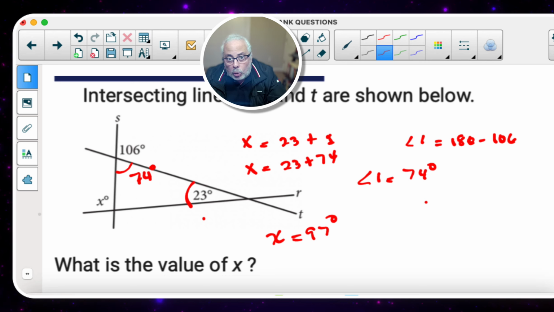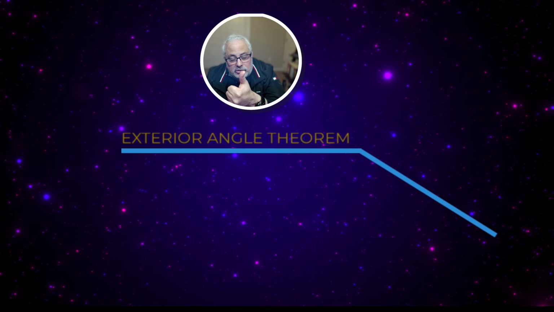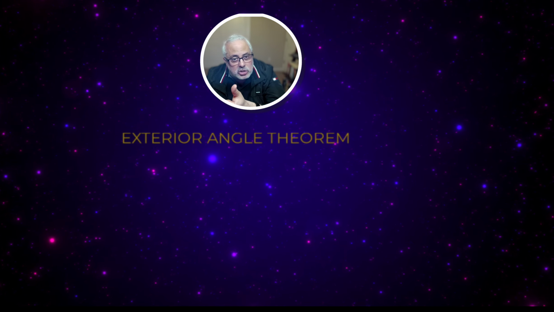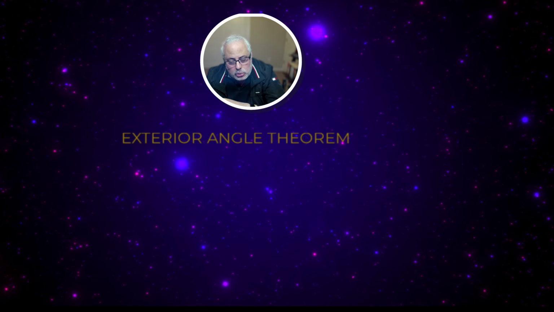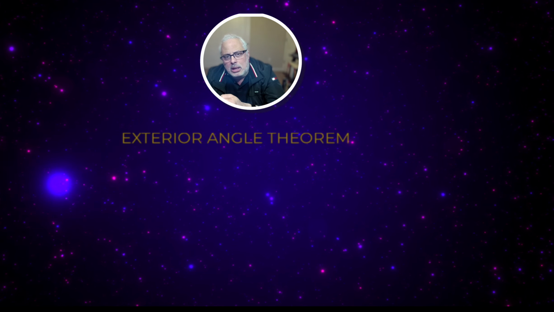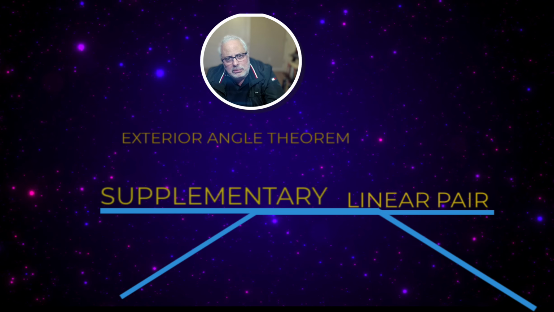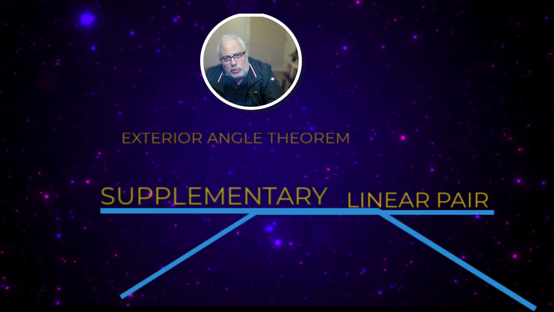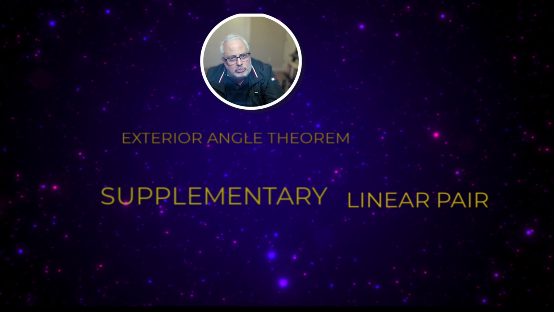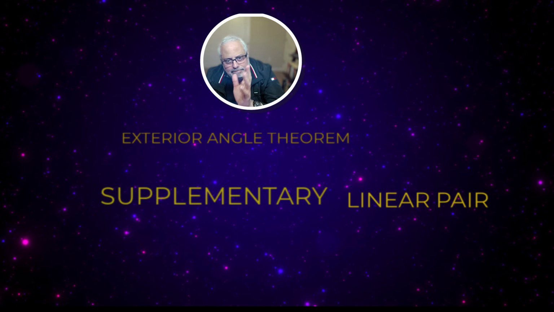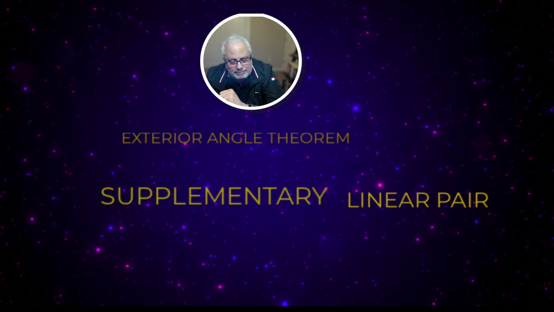Important skills that you must know if you're going to take the test: the exterior angle theorem. The exterior angle theorem says that the exterior angle measurement is equal to the sum of the other 2 remote interior angles. Linear pair, supplementary. And that's it. This is a hard question for College Board and for students taking the SAT test. See you in the next question.